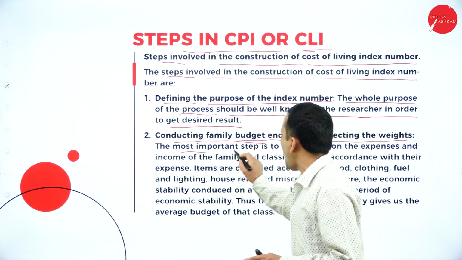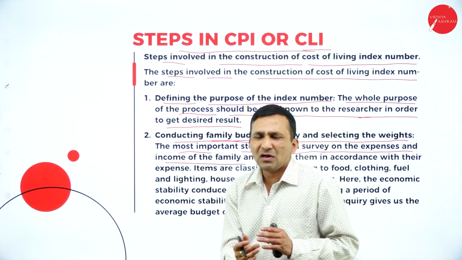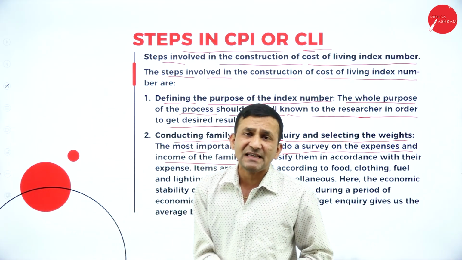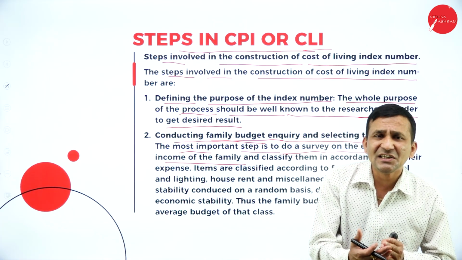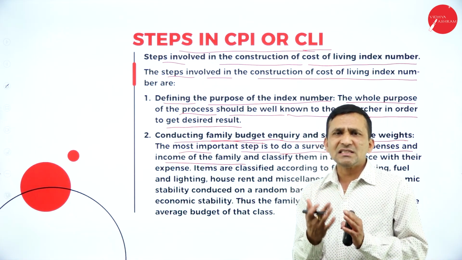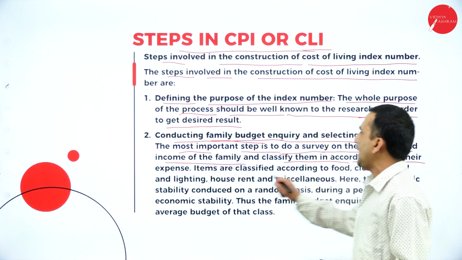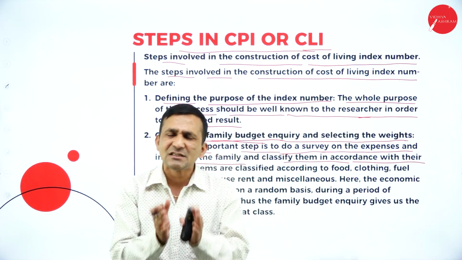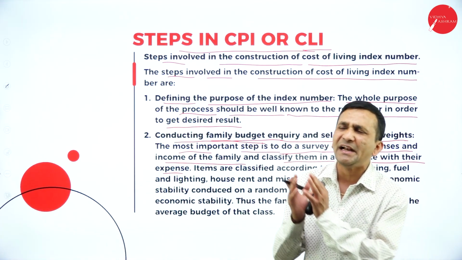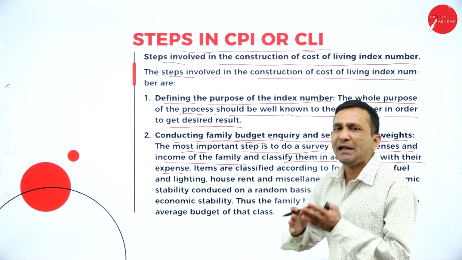The most important step is to survey the expense and income of the family, because at the time of fixing a salary allowance, the company, organization or researcher tries to collect the data using a survey technique. Then classify them in accordance with their expense, because you need to identify where exactly most people are spending, how they are getting income, and what the ratio of income and expense is.